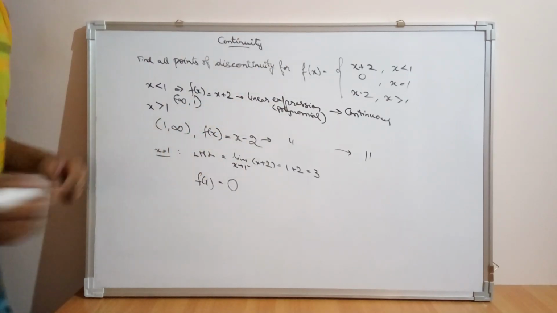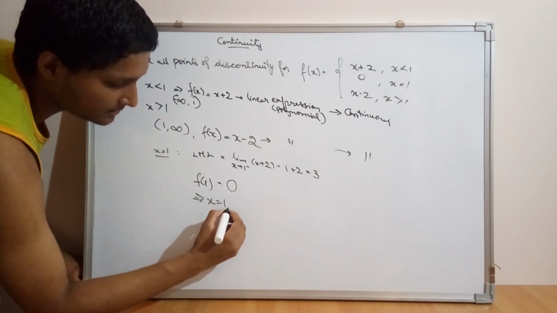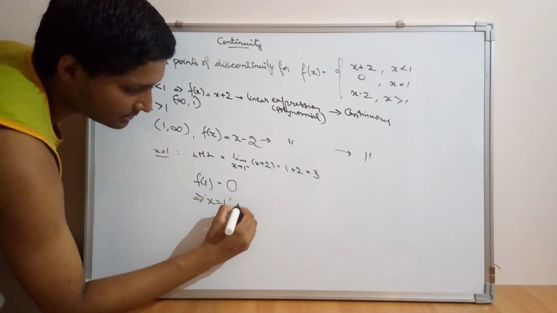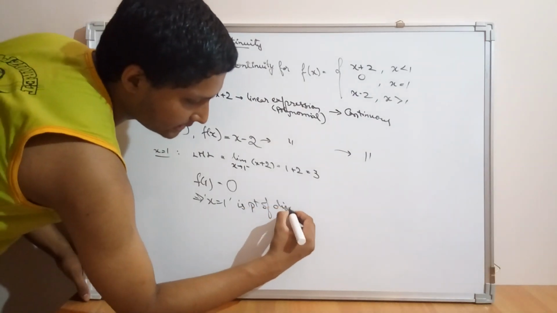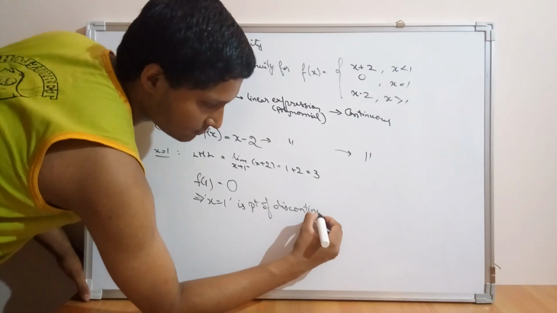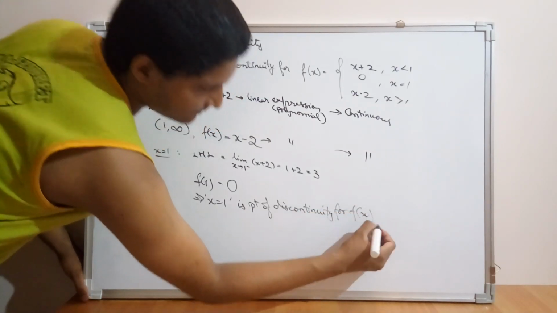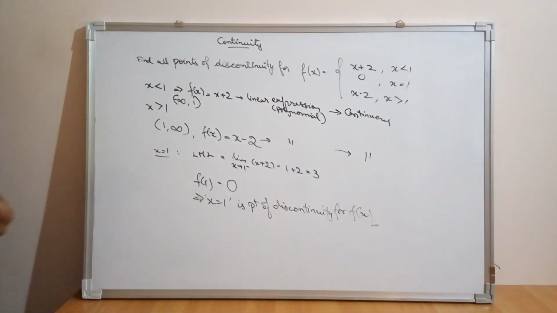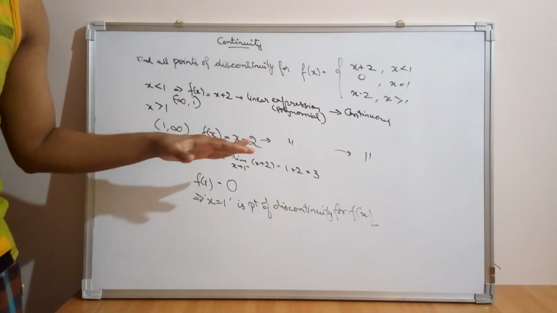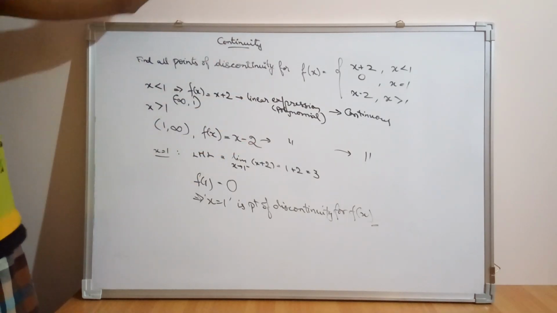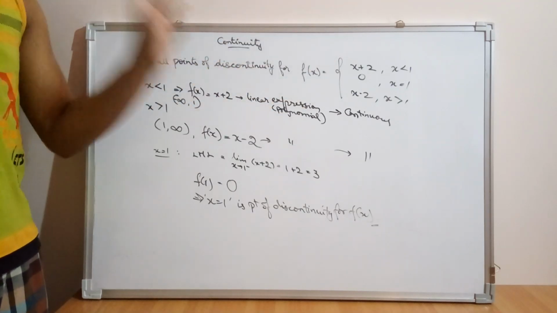So the left hand limit is not equal to f of 1, therefore x is equal to 1 is a point of discontinuity for f of x. That's all we concluded. Now we'll see what we have done, because the steps are very important over here. Based on the given question, we divided this given function into 3 things.